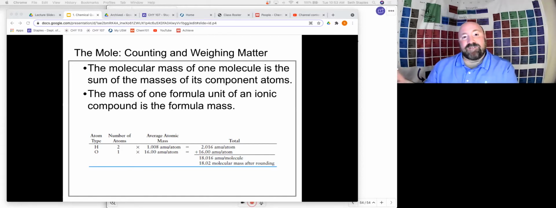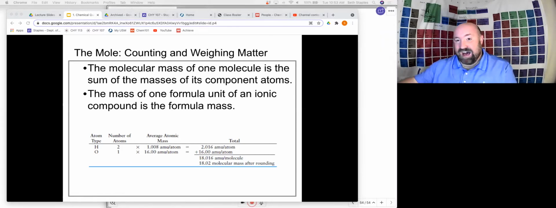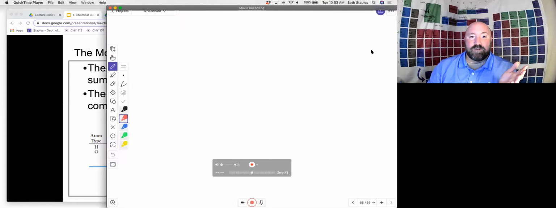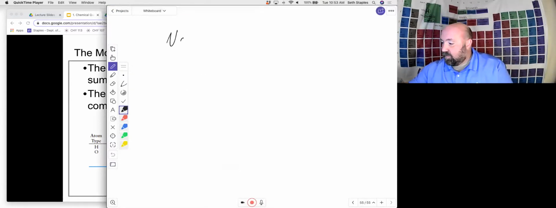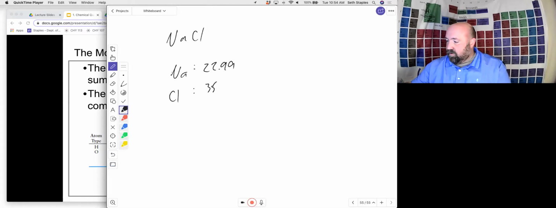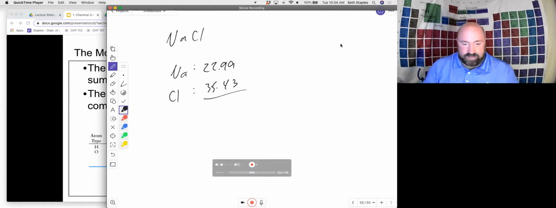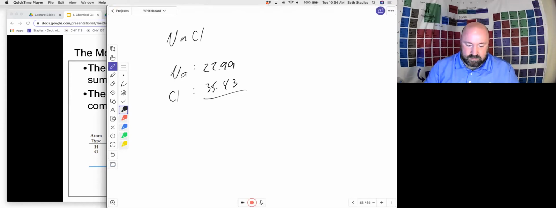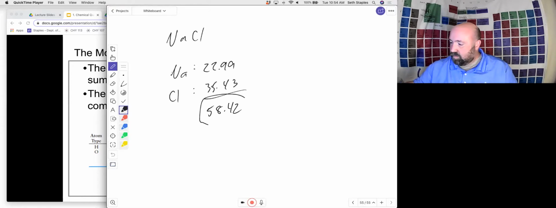or molecules. To find the molar mass of a molecule, we simply add up all the molar masses of the elements involved. And so if I want the molar mass of NaCl, I get out my periodic table and I see that Na has a molar mass of 22.99. Cl has a molar mass of 35.43. I add those up, and I get a molar mass of NaCl of 58.42. So that's my molar mass of sodium chloride.